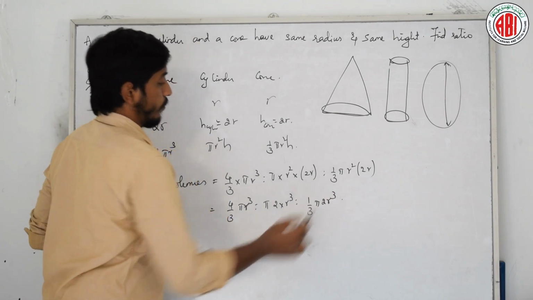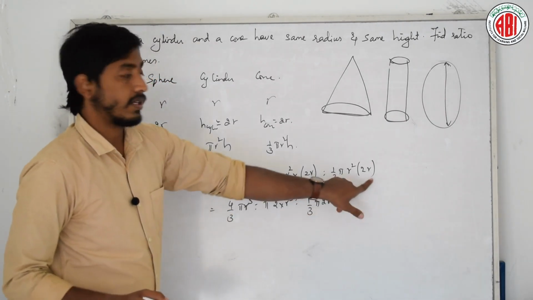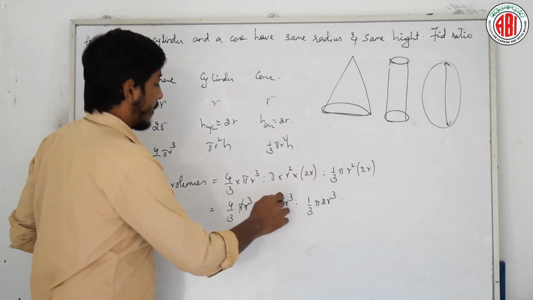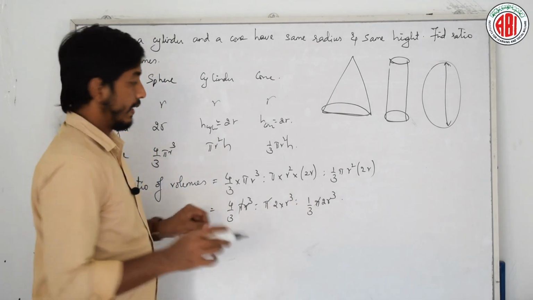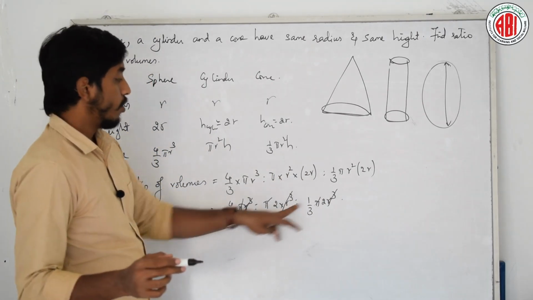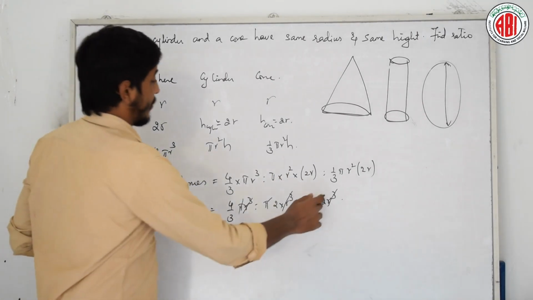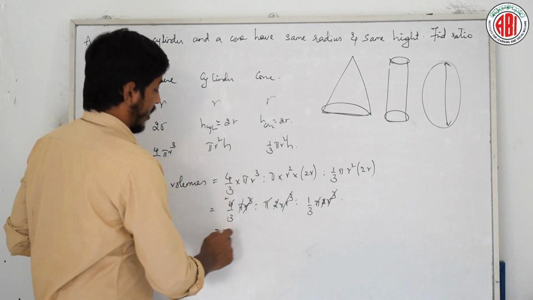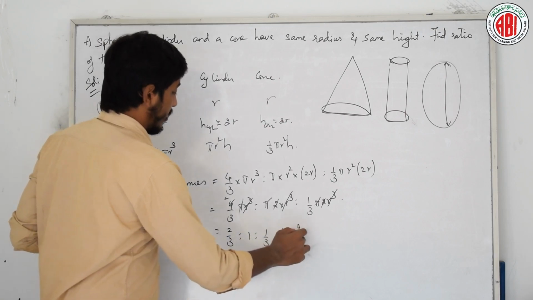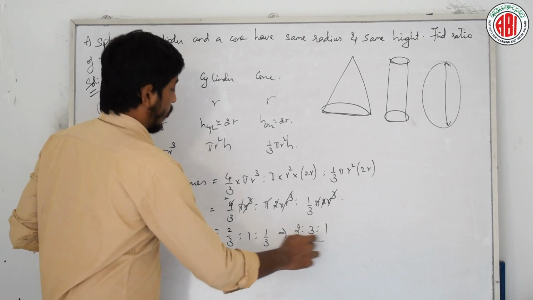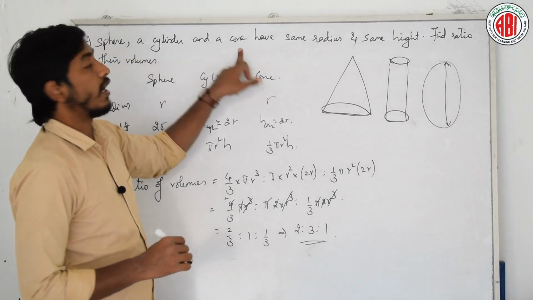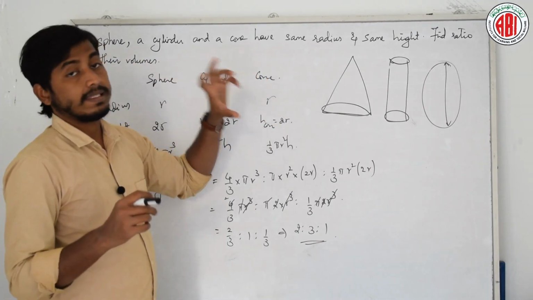pi 2r cube. Right? r square into r is r cube. Here also r square into r is r cube. Here 2 by 3. Fine. Here pi will get cancelled, and the next r cube also will get cancelled. Okay, is anything still left? 2 we can cancel. Yes, 2 again, here it will be 2. Therefore 2 by 3 is to 1 is to 1 by 3. Therefore this can be written as 2 is to 3 is to 1. This is my ratio of volumes of sphere, cylinder and cone when they have the same radius and the same height.